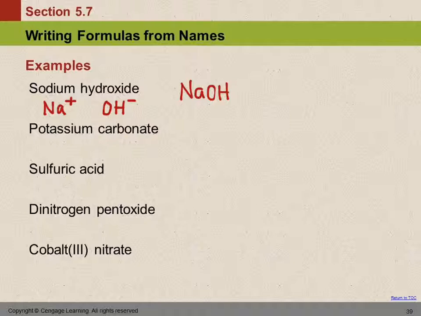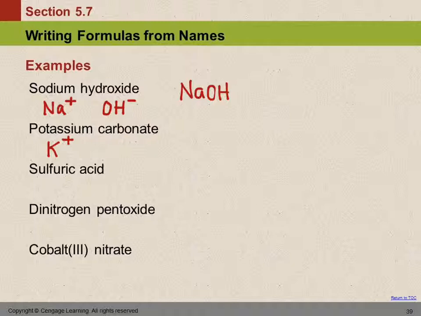Potassium carbonate. Well, again, potassium is the first element. What kind of an element is it? Metal or nonmetal? It's a metal. So we've got an ionic compound again. So potassium is K, and what's its charge? +1, because it's in group 1 in the periodic table. All the group 1 elements form +1 ions.